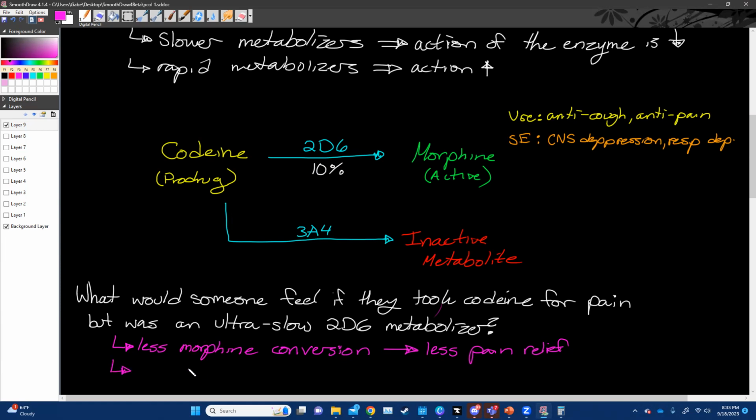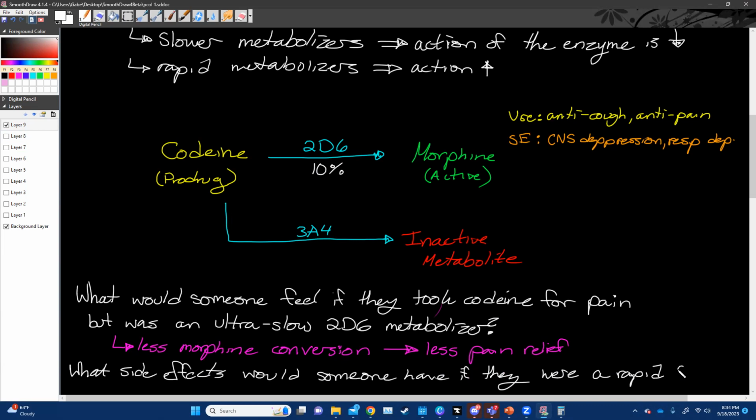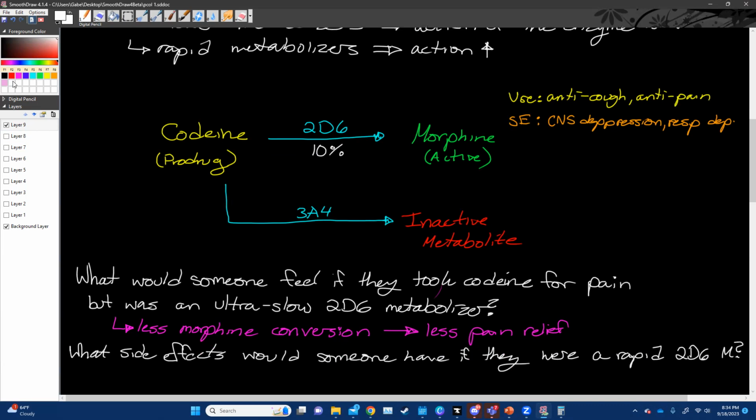Let's ask a different question. What side effects would someone have if they were a rapid 2D6 metabolizer and they took codeine? So they're taking codeine for pain. What side effects would they have? Or maybe the better way of saying it, would they have more side effects or less side effects?